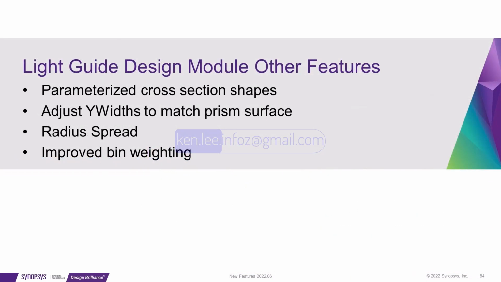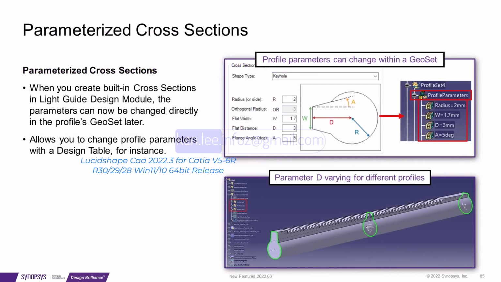The last section contains various other enhancements. When you create built-in cross-sections in LGDM, the parameters can now be changed directly in the profile's geoset later. This allows you to change profile parameters with a design table, for example.